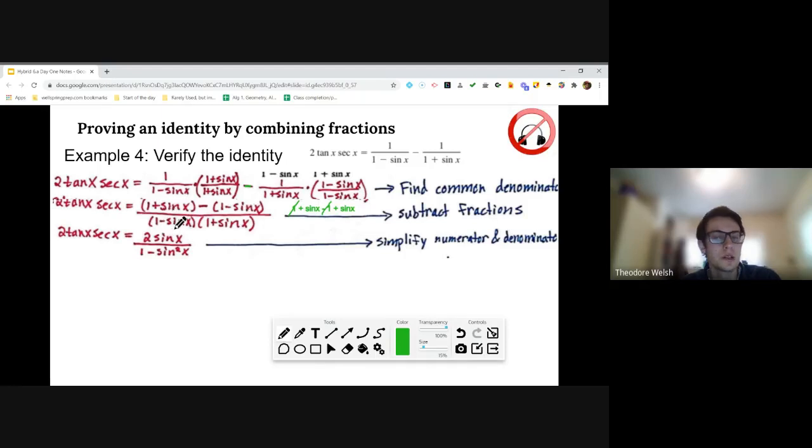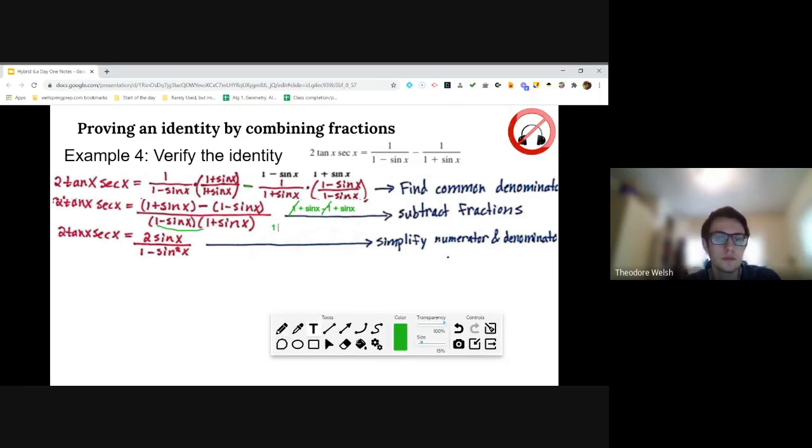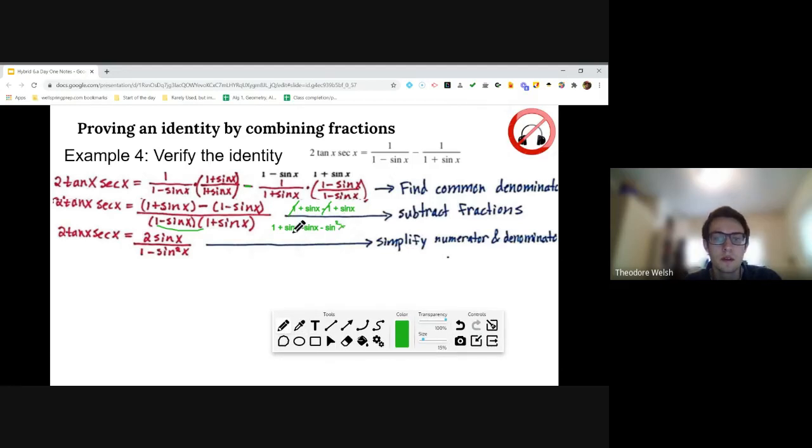Down below, we're also simplifying. So I'm going to multiply. So 1 times 1 is 1. 1 times sine is sine. Negative sine times 1 is negative sine. And negative sine times sine is negative sine squared. So sine and negative sine cancel, so we're left with 1 minus sine squared. So that's how we get to there.